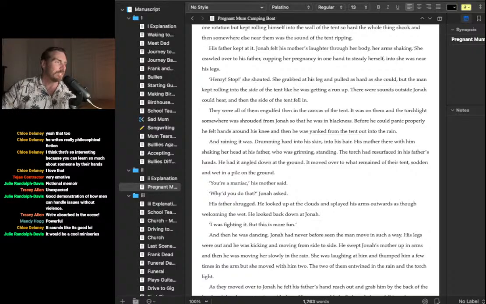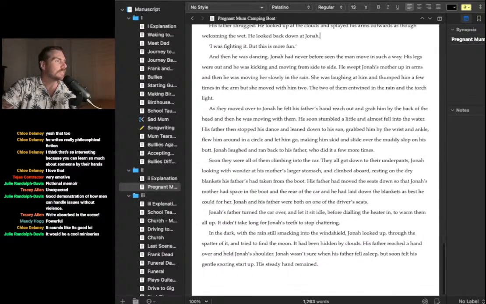His legs were out and he was kicking. He swept Jonah's mother, like dancing in the rain with your family and then huddling in the car at the end.